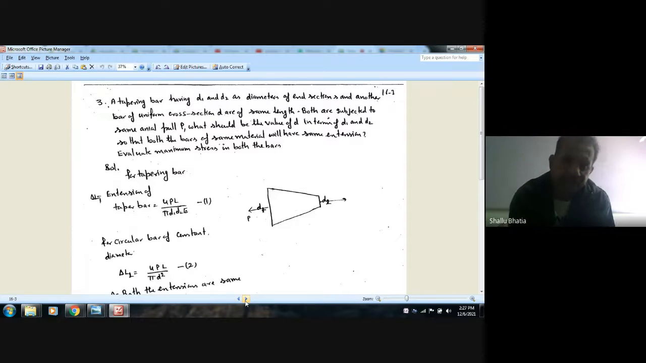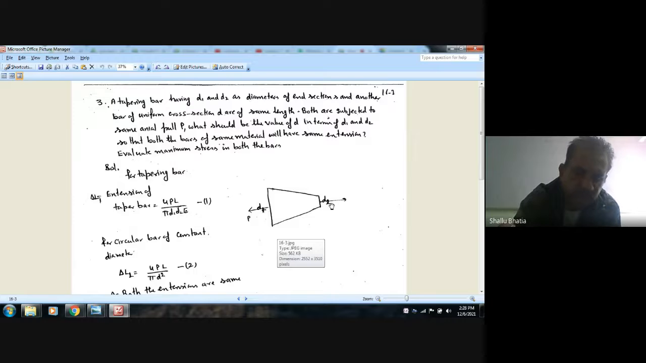A tapering bar having D1 and D2 as diameter of end sections and another bar of uniform cross section D are of same length. Both are subjected to same axial pull P. What should be the value of D in terms of D1 and D2 so that both bars of same material will have same extension. Evaluate maximum stresses in both the bars. This is the taper bar. D1 and D2 are major and minor diameter.